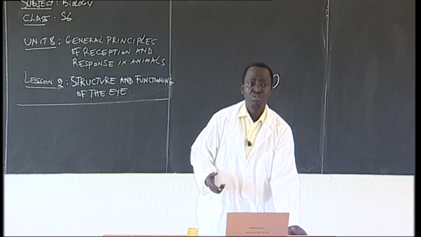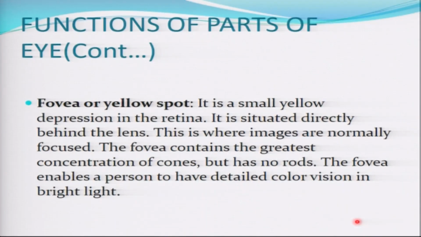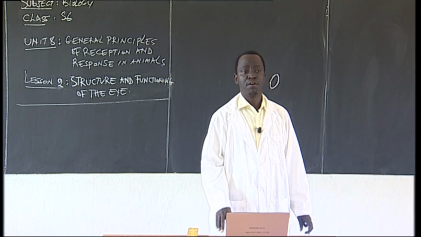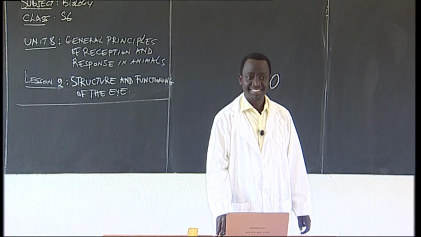We have now what you call the fovea. Fovea is also on the retina. What is the role of the fovea, or yellow spot? It is a small yellow depression in the retina. It is situated directly behind the lens. This is where the images are normally focused. The image is going to be focused on what? On the fovea. Are you getting this?